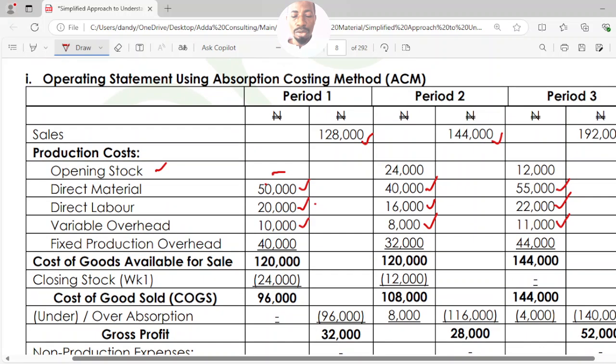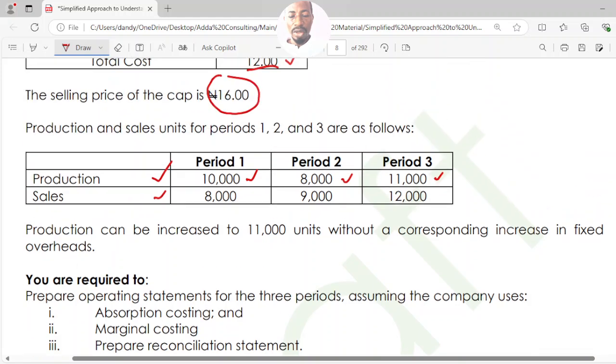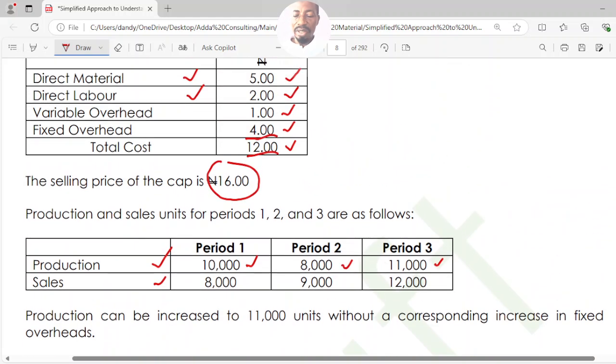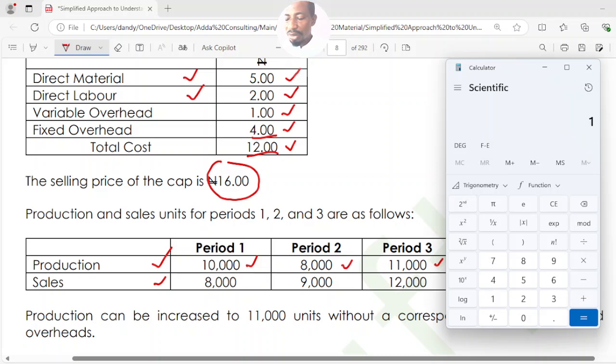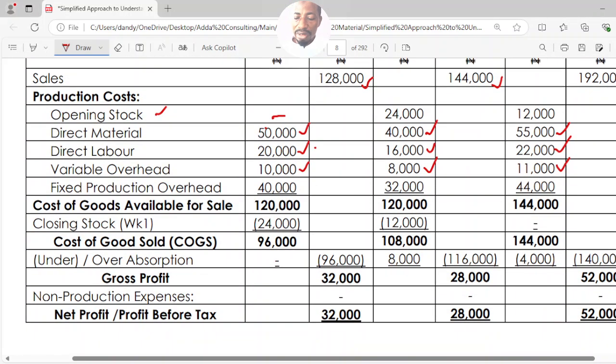Then the next thing I need to do, remember, we are using the absorption costing method. Therefore, fixed production overhead should be part of the production cost. I will then go to the question: what's my fixed production overhead per unit? The fixed production overhead per unit is 4 naira. So I will then multiply the 4 naira with the units produced for each year. In the first period, units produced is 10,000 multiplied by 4 naira. That will give us 40,000. So I will go and post. That's the 40,000 you are seeing here.